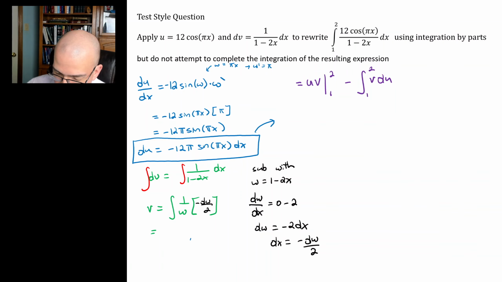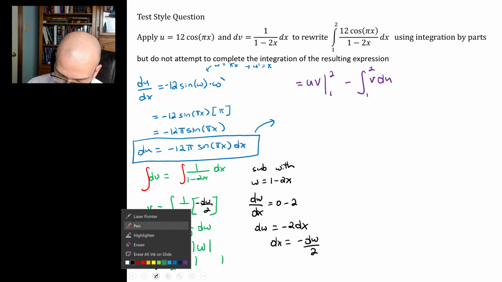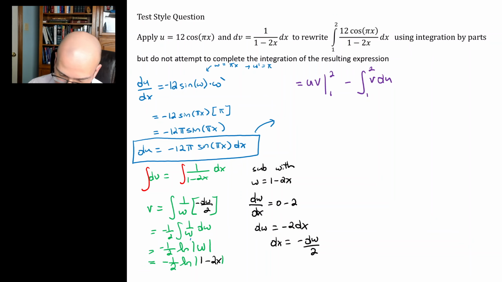So we can bring the negative 1/2 in front of the integral, antiderivative of 1 over w dw, which is negative 1/2 ln absolute value of w. We get a plus c, but we have, number one, bounds, and number two, we never include the plus c at this stage of integration by parts. The last thing we have to do is undo the substitution. So negative 1/2 times ln absolute value of 1 minus 2x. And then that's going to get plugged in up above.